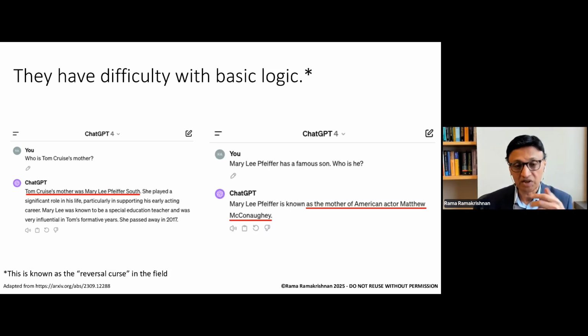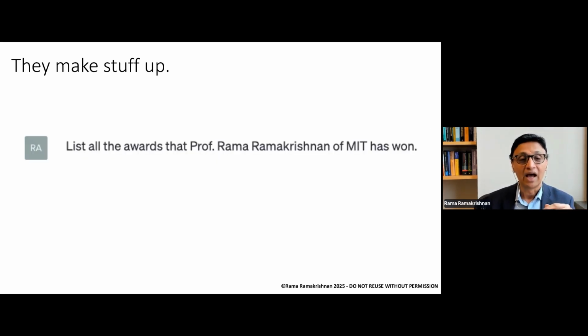Now, if you flip the question around and say, Mary Lee Pfeiffer has a famous son, who is he? It does not say Tom Cruise, it says Matthew McConaughey. And by the way, I double-checked, Matthew McConaughey was not born to Mary Lee Pfeiffer. And of course, as we all know, they hallucinate, they make stuff up.